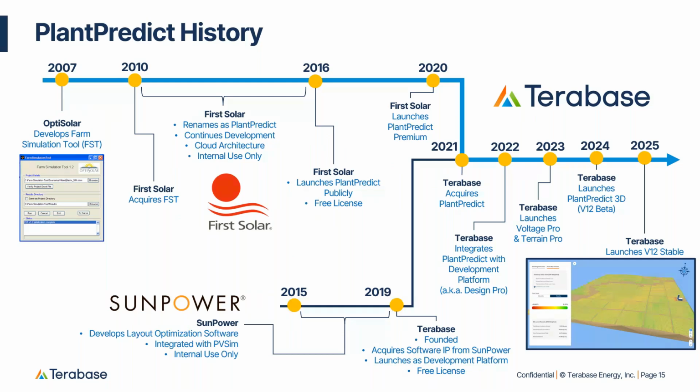First Solar envisioned a performance model that could be used during all phases of the project, from development through construction and into operations. This vision has resonated with Terabase, who acquired PlantPredict in 2021 and have continued to steward it forward since. Terabase coupled PlantPredict with legacy SunPower software, which really formed the foundation of our Pro Tools. And with our most recent release of version 12 two weeks ago, we've taken a giant leap forward in 3D modeling speed and accuracy.